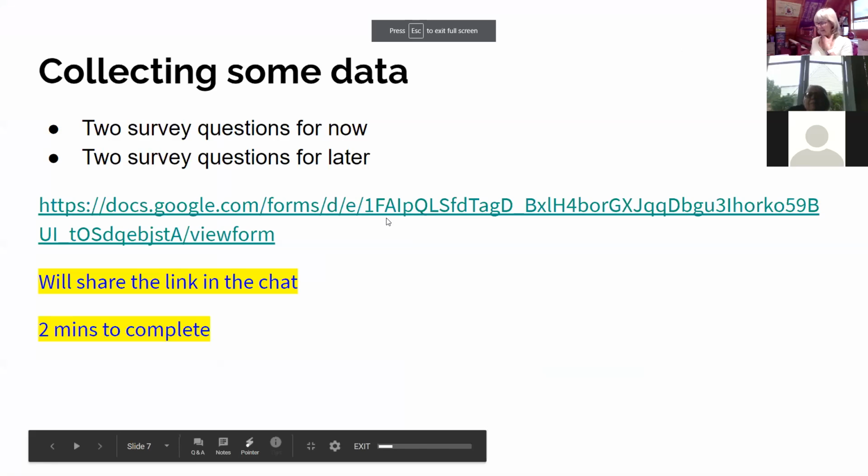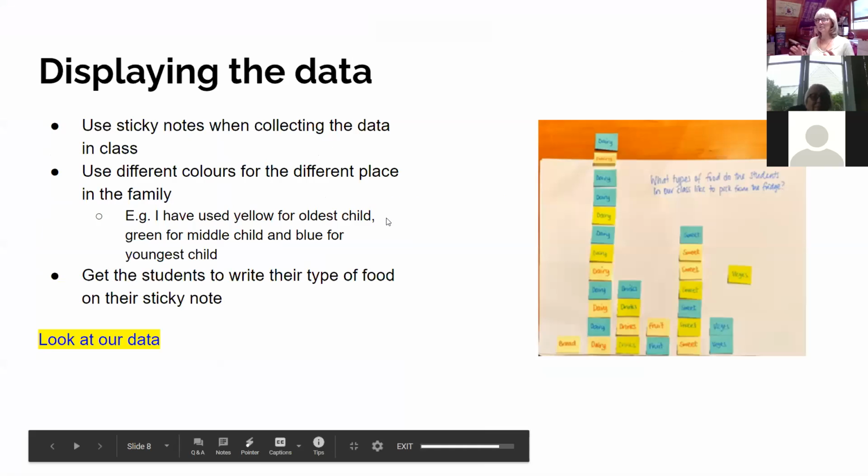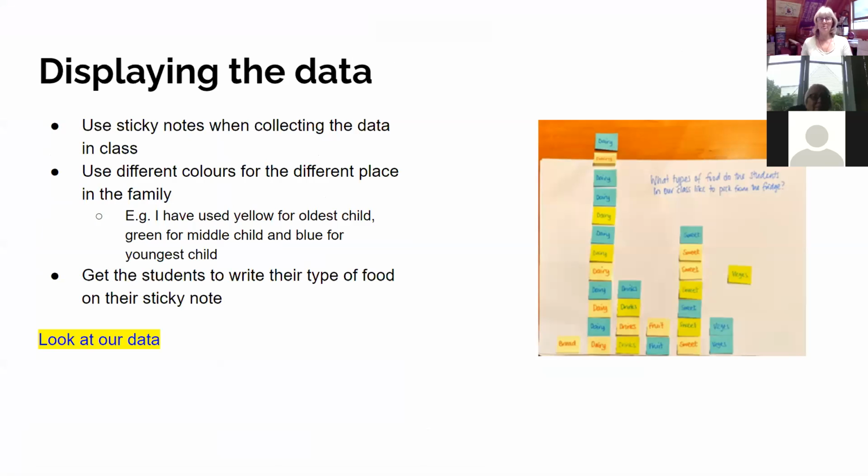All right, so we've got the data, and if I was doing this with students, what I would be doing is actually using some sticky notes and collecting that data from them. And you can see there's an example. I did this, I needed some data, so on Facebook I put the survey up and my friends answered it, which is a bit sad perhaps from some people's perspective.